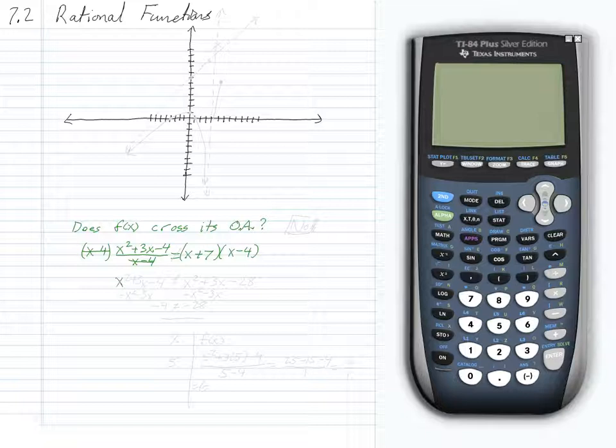And I see that I get x squared plus 3x minus 4. And if I FOIL out the right-hand side, I have x squared minus 4x plus 7x minus 28. So if I try to gather my x's on one side, I can subtract x squared, subtract 3x, and I end up with negative 4 equals negative 28. And that is obviously untrue, which means this is not valid, so our original assumption is not valid, and it does not cross.